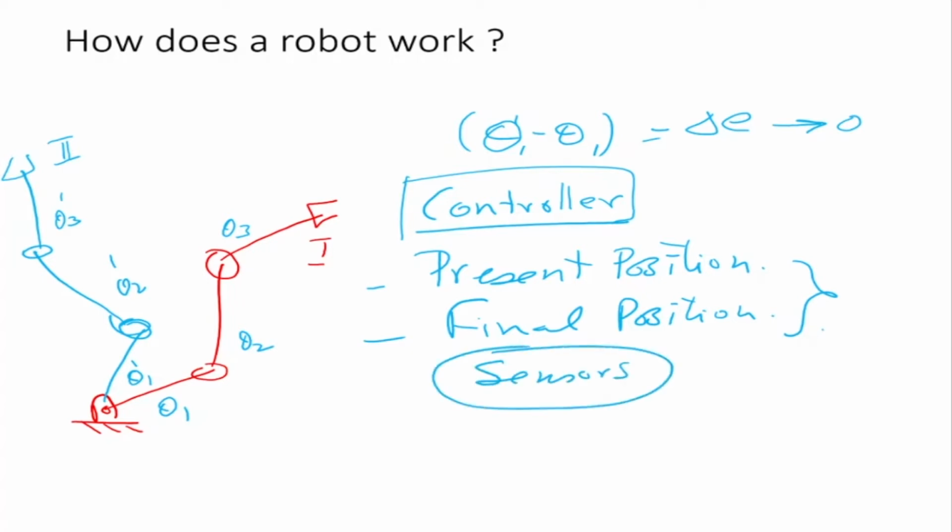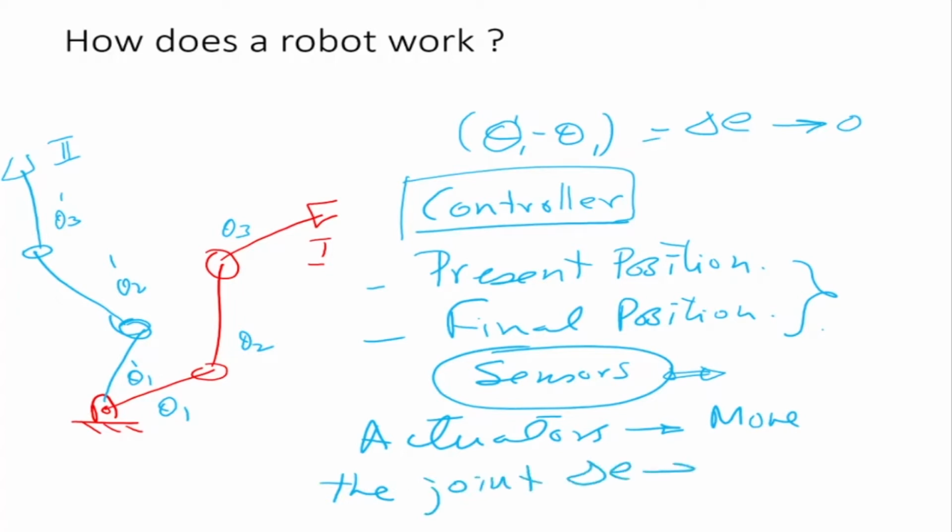So this is where the need for sensors comes in. Where is the robot located at a particular instant? The controller needs to know, and it senses the sensors' feedback in order to know the current joint angle of the robot. Now, in order to move it, it needs actuators, to move the joint and make the error del E equal to 0. So it needs actuators also. So in order for the robot to work, it basically needs sensors, actuators, and a controller.